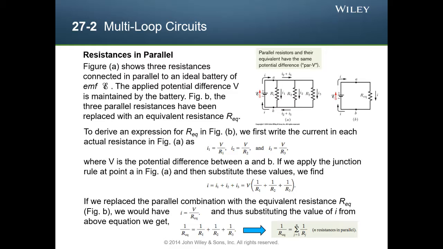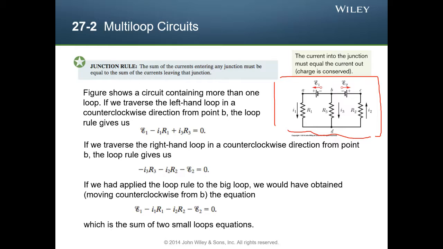Okay, let's come to here first. For parallel resistors, we take the inverse and add them together, and then we take the inverse again. Then it will be the parallel resistance. And for here, let me give you an example.